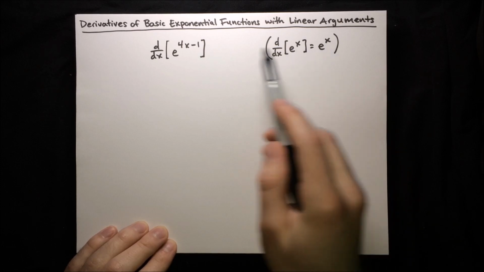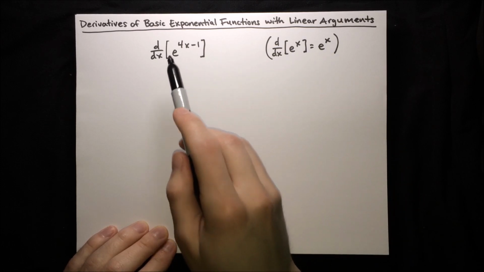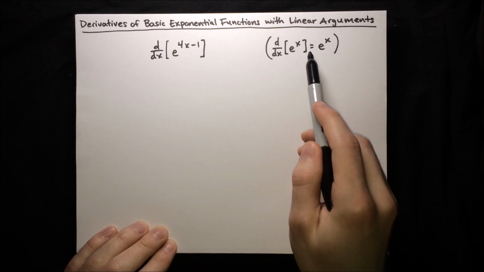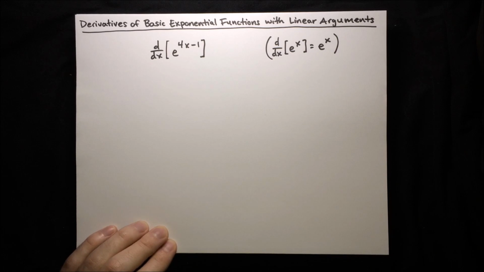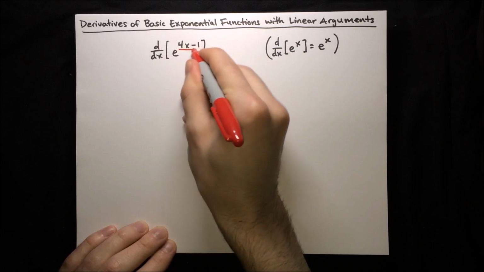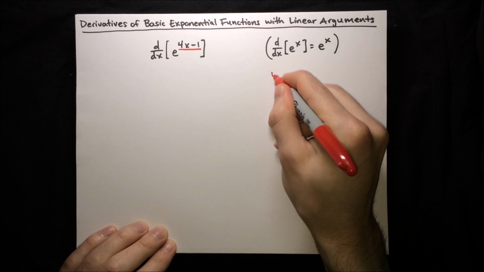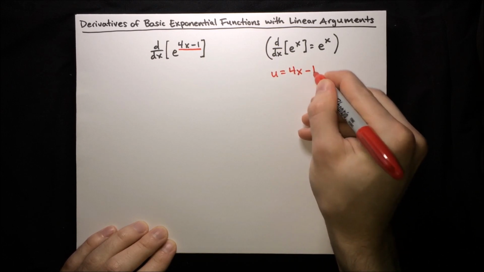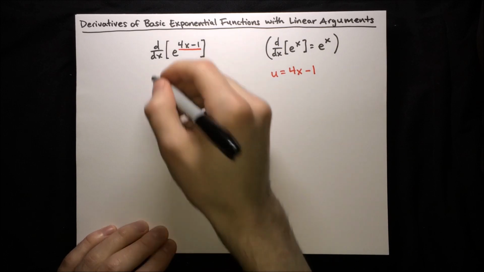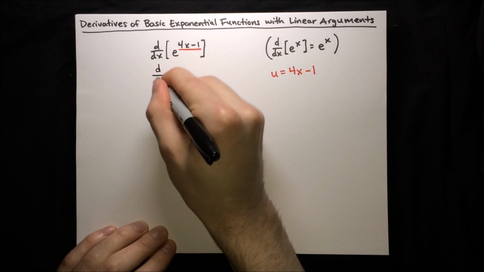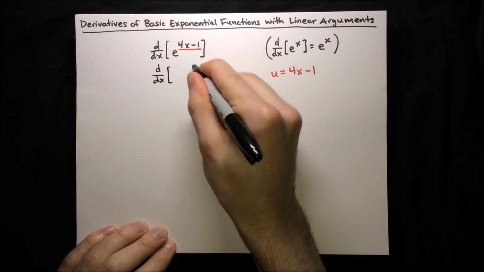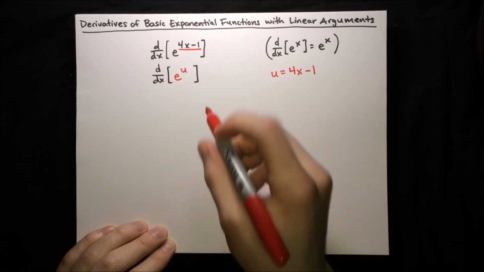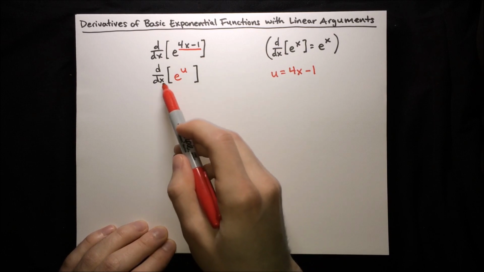So let's use substitution and the chain rule to change this problem into something that's similar to this derivative which we already know. So the trick here is going to be replacing this 4x minus 1 with u. We're going to lump that 4x minus 1 expression into a single variable, u. So the derivative will now read d over dx of e to the u inside. Okay, so now how do we take the derivative of this?